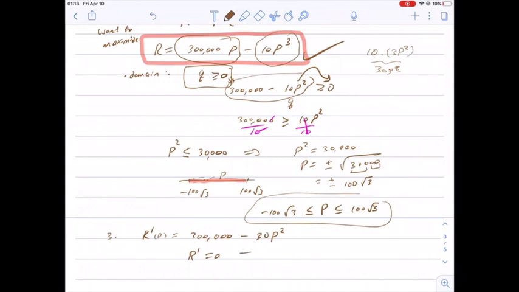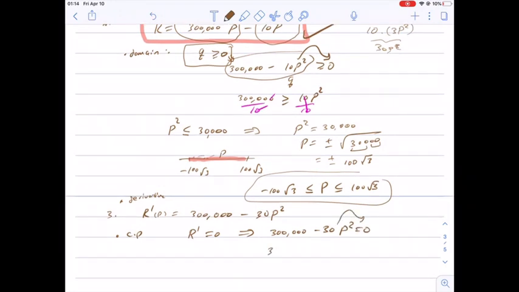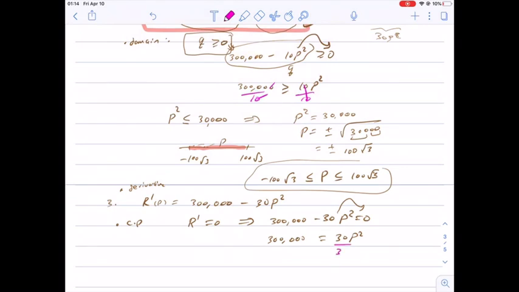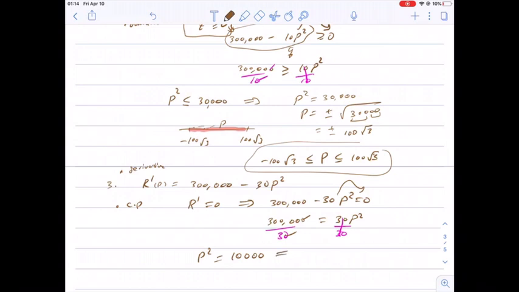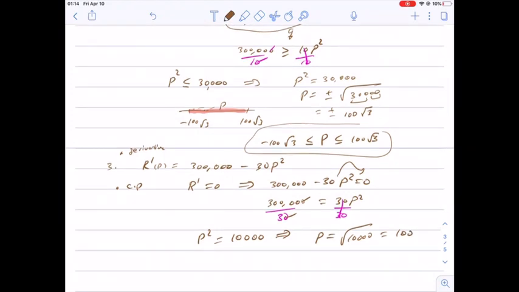Now we set this equal to 0, and then solve for p to find the critical point. Derivative, and then critical point. So 300,000 minus 30p squared equal to 0, and then we bring this to the right hand side. We get 300,000 equals 30p squared, and then we divide both sides by the coefficient of p squared. Divide by 30, you get p squared equals 10,000, and that means p is square root of 10,000, and that is 100. So that's the value of p that maximizes the revenue.